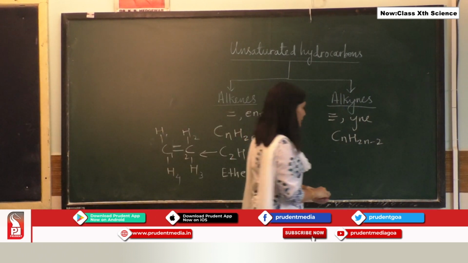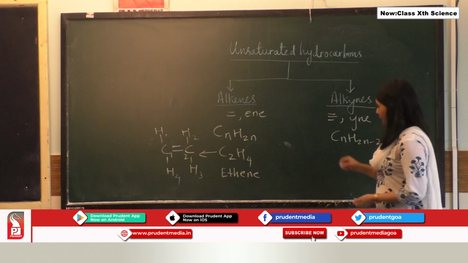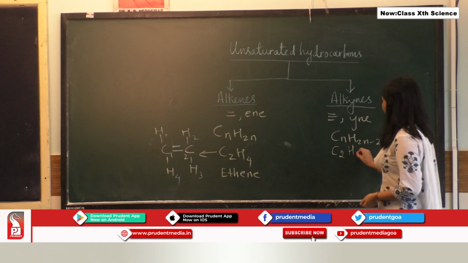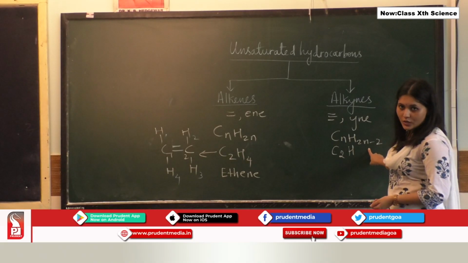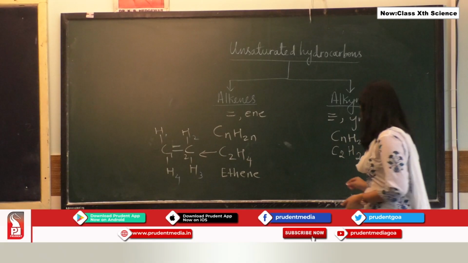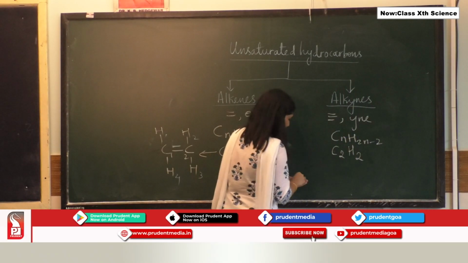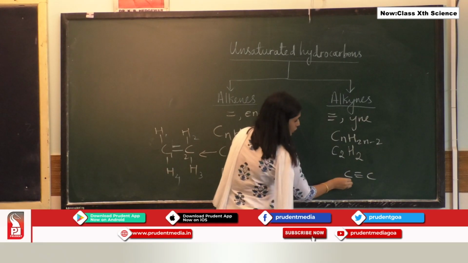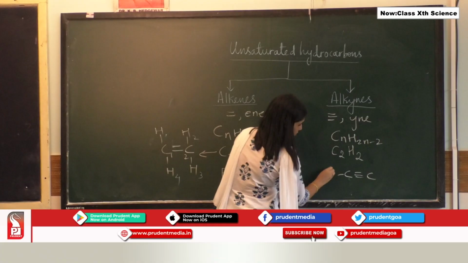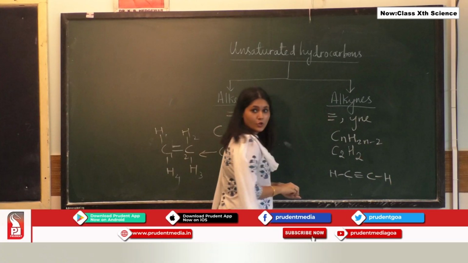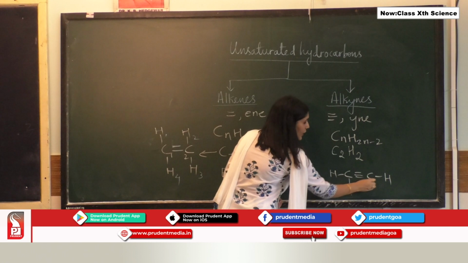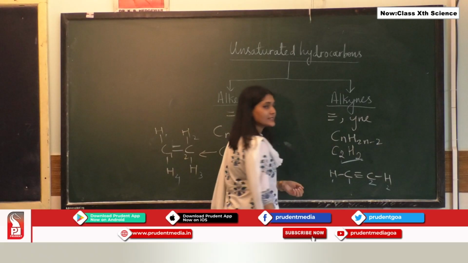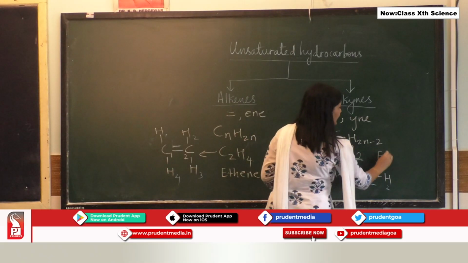In case of alkynes, if I am taking C2, how many hydrogen atoms will I have? 2 multiplied by 2 I am going to get 4, 4 minus 2 I am going to get 2. So if I write down the structure of this, I am going to get C triple bond C, okay, H and H. So how many atoms of carbon am I having? 1 and 2, and how many atoms of hydrogen? 1 and 2. So my formula is C2H2 and the name is ethyne.